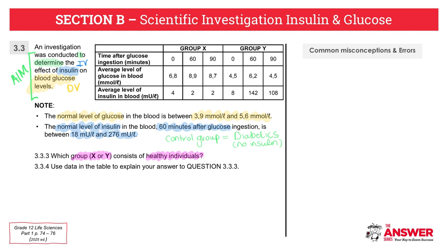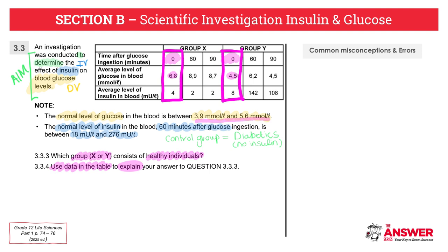And the second question, 3.3.4, then asks you to use the data in the table to explain your answer. So looking at the data in the table, let's start with what happens at 0 minutes. If we compare group X and group Y before any glucose has been administered, we notice that the average level of glucose in the blood for group X was 6,8 compared to 4,5 for group Y. In the note, it tells you that a normal level of glucose is between 3,9 and 5,6.